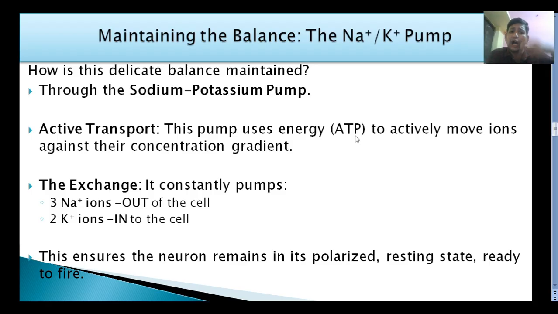Now you can ask me, sir, how many sodium ions and how many potassium ions are pumped? I have mentioned, 3 Na plus ions move out of the cell, and 2 K plus ions move inside the cell. So 3 sodium ions are exchanged with 2 potassium ions. That is very important, and again this process requires energy, and this ensures that the neuron remains in its polarized state, resting state, ready to fire the stimulus.